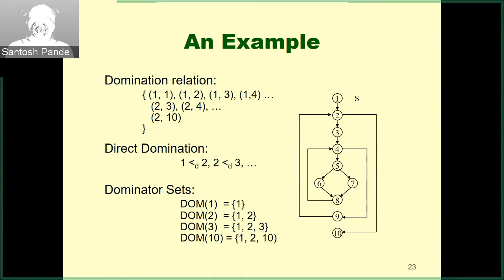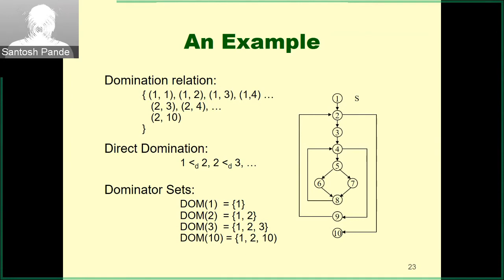So this is again a simple unordered algorithm. The basic initialization is DOM of n is n, and DOM of n is then, through an iterative procedure, set to the intersection of the dominators of the predecessors. And the termination is when there is no further change in any DOM set of any node.